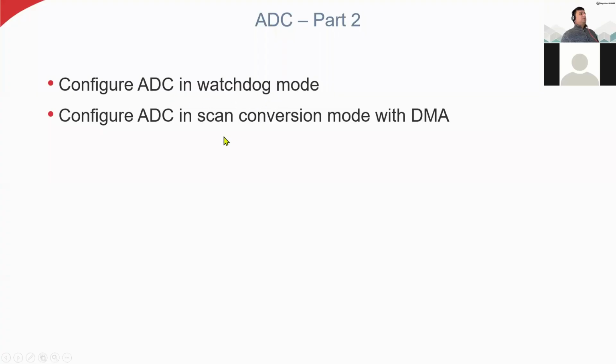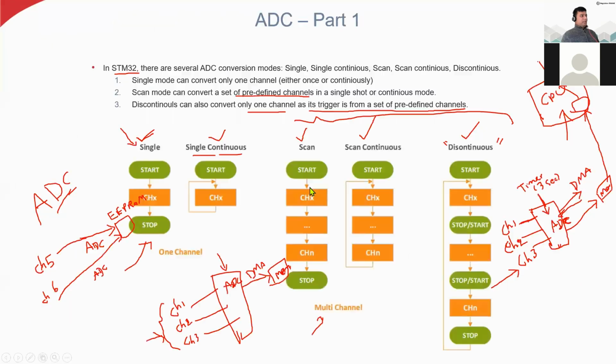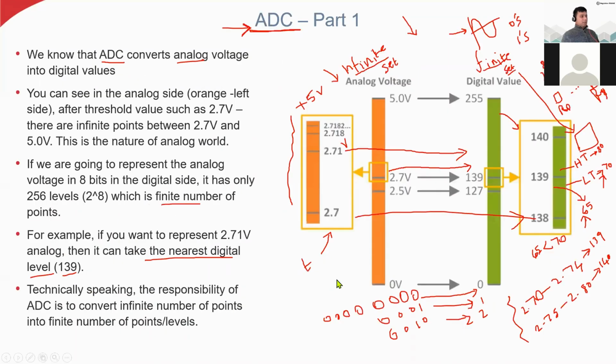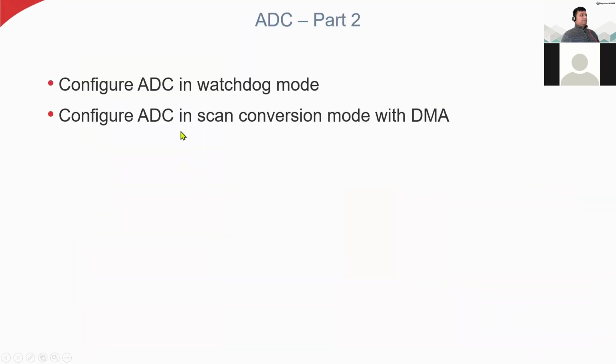Configure the ADC in watchdog mode or scan conversion mode. For example, in this figure, you can configure the analog watchdog to monitor analog voltage. I think in the previous slide I had shown a watchdog somewhere. Yes. This watchdog will always compare the real-time measurement against the threshold value. That is the purpose of this watchdog monitor, and that is what is mentioned here.